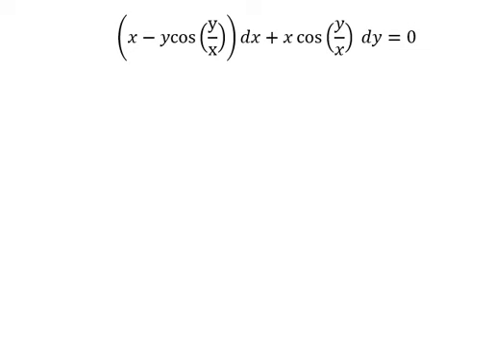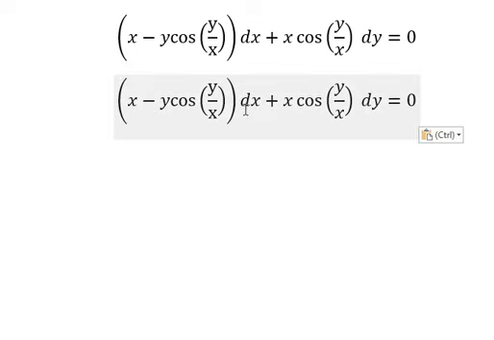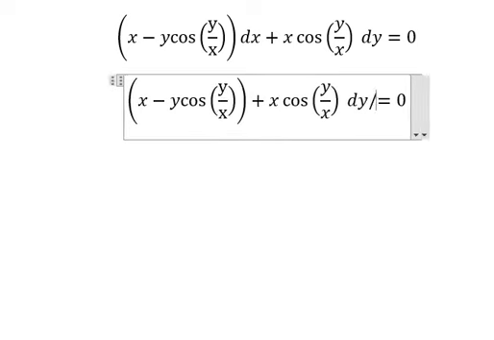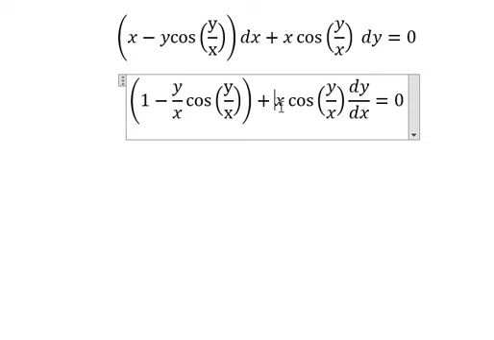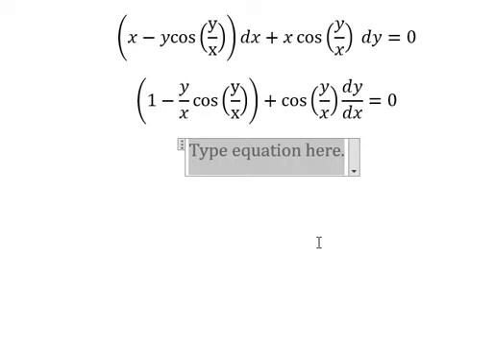So today I will show you how to answer this one. We need to divide both sides by dx. Next, we need to divide both sides by x. Next, we have y over x. They are the same degree, so this is about homogeneous.